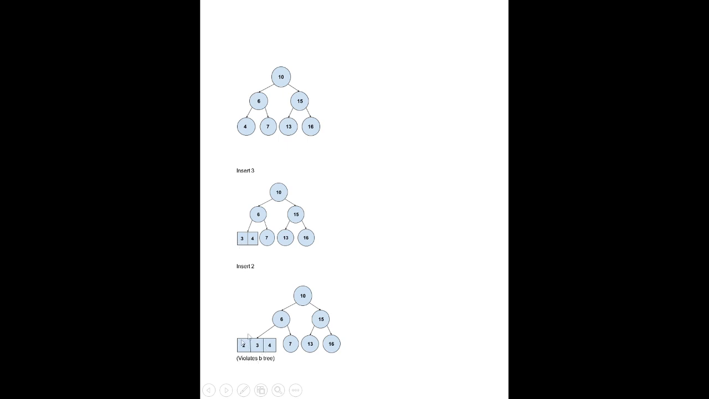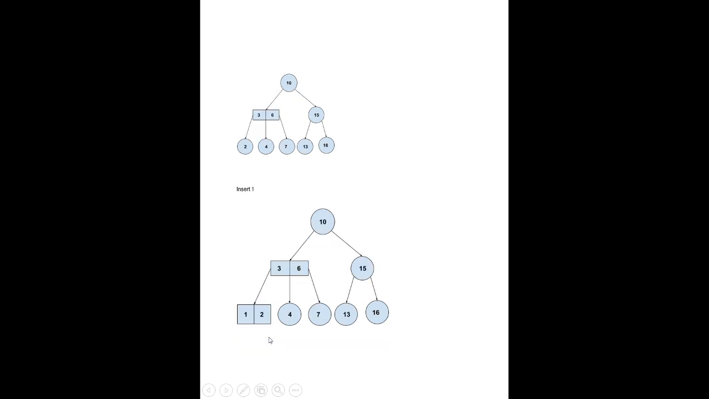So here the condition gets violated, and the tree becomes 10 as the root, 3 and 6 as parents for 2, 4 and 7, and 15 as the parent for 13 and 16. Next we insert 1. So 1 is inserted to the left of 2, because 1 is lesser than 2. So the tree ends, and this is the B tree for order m equal to 3.